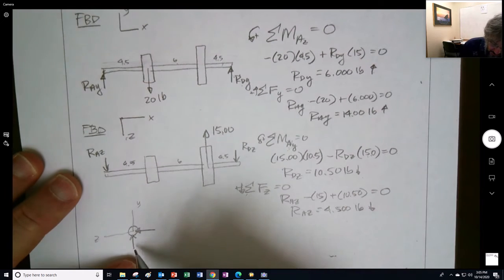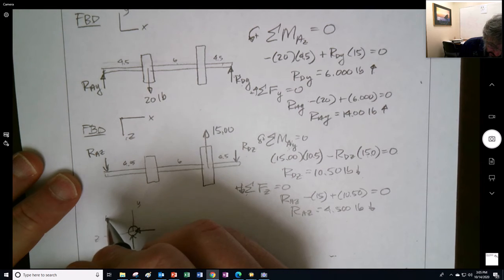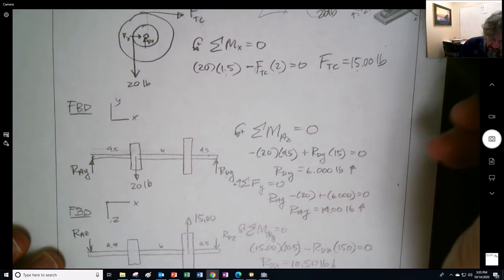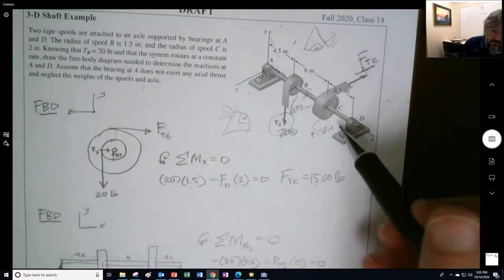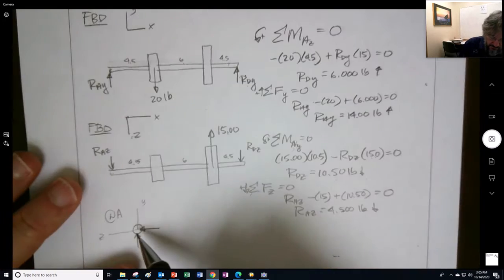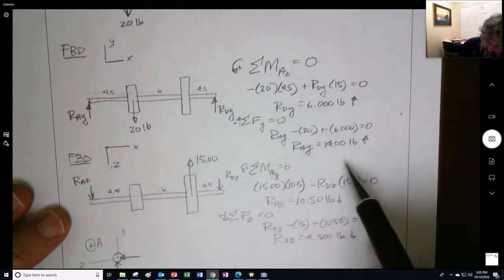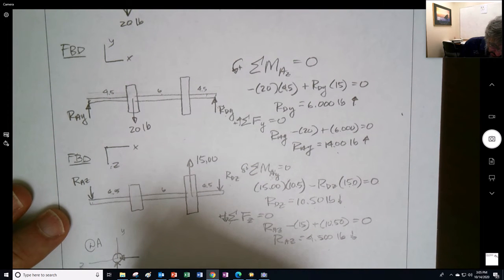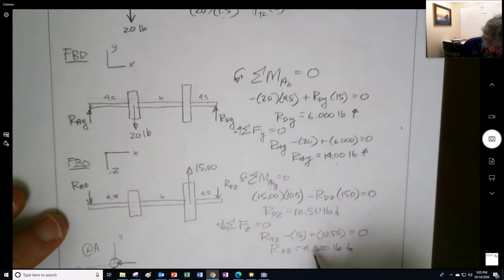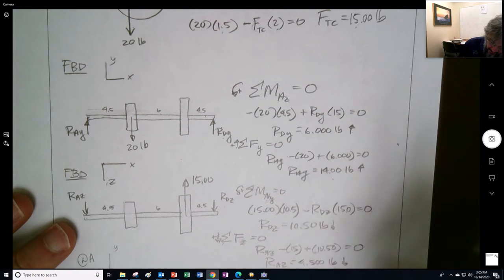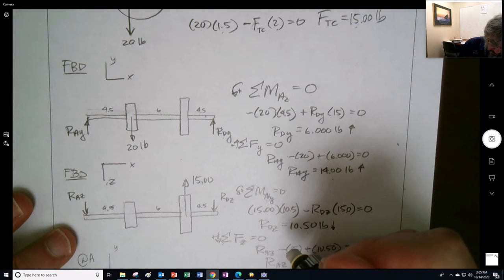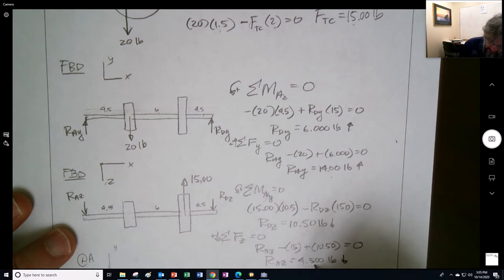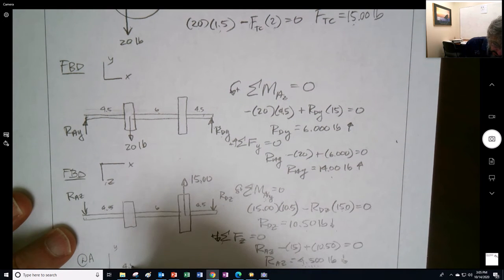All right, so getting back to here, let's say this is at A. Right here, that's the A bearing, and we're looking at it from down the axis in this direction. And we went up by 14 pounds right here. And RAZ, that's going to be in that direction, 4.5 pounds.